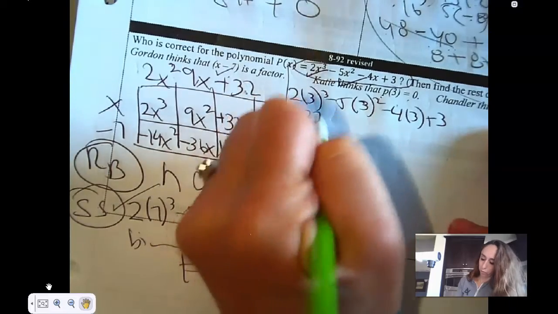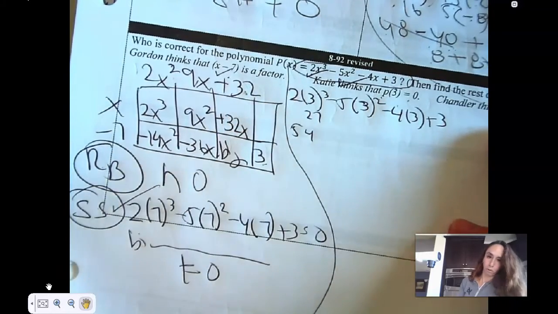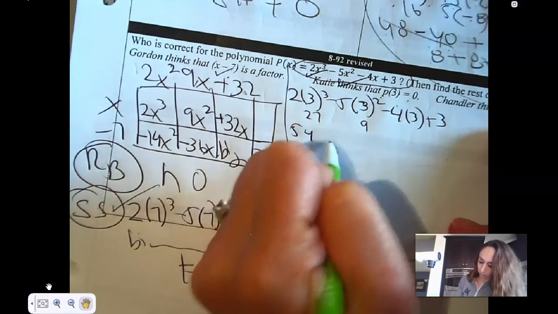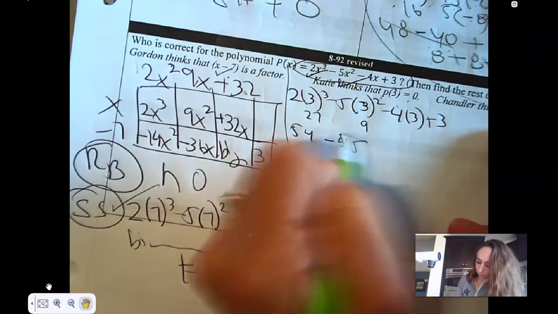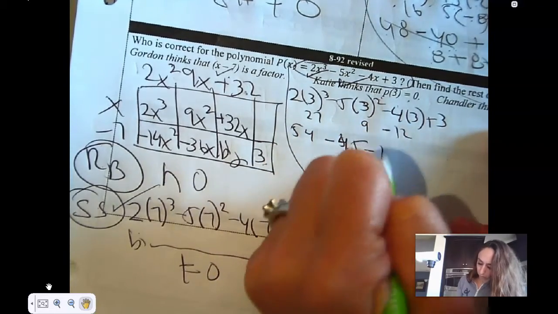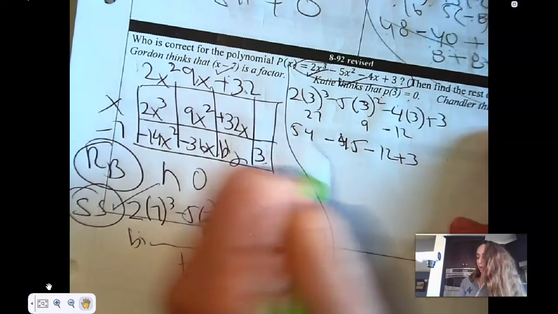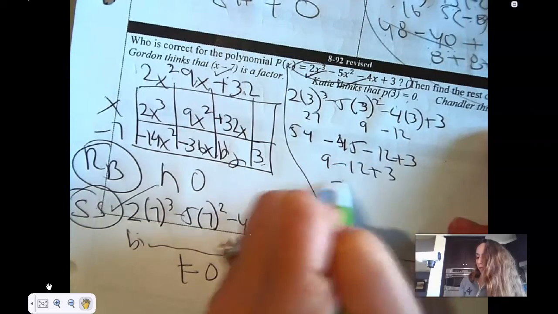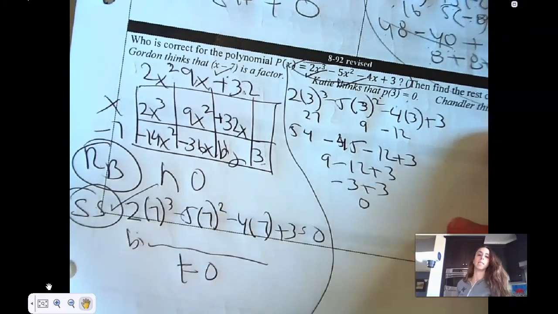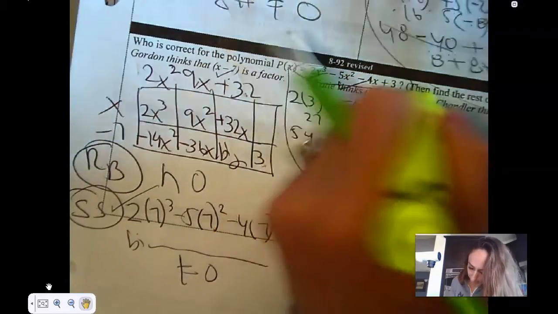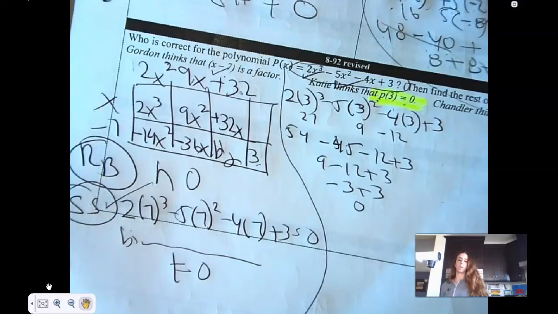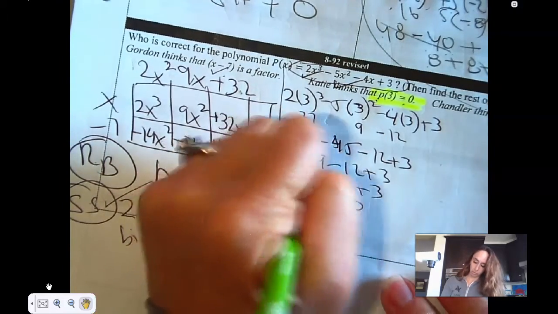So 3 cubed is 27 times 2 is 54. 3 squared is 9 times 5 is 45. 4 times 3 is 12 plus 3. 54 minus 45 is 9, minus 12 plus 3 is negative 3 plus 3 is 0. Yes, it is a factor. So that's using synthetic substitution.